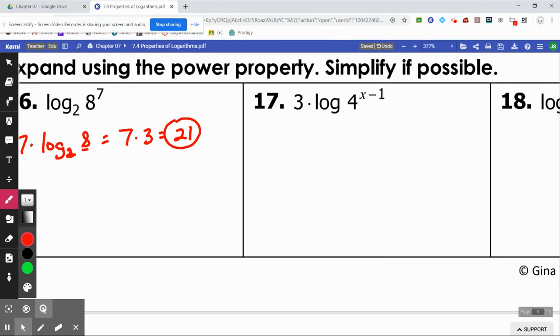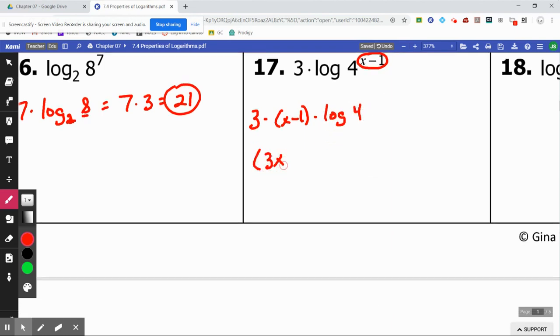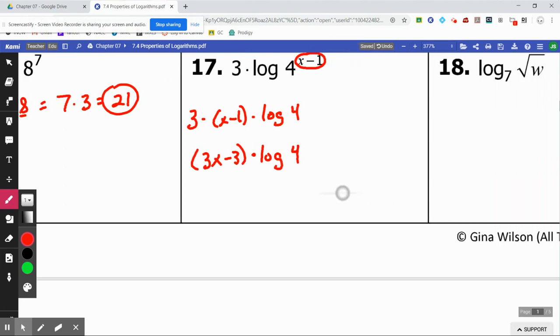Okay, number 17. This exponent, again, they want us to use it to bring it down front. I've already got a 3 down there, though. So I'm going to bring down there with it the x minus 1. We can bring it out front times the log of 4. And I could distribute that, and that would be 3x minus 3. And I'm going to leave it in parentheses because the whole thing is the exponent. So therefore, the whole thing is being multiplied by the log of 4.